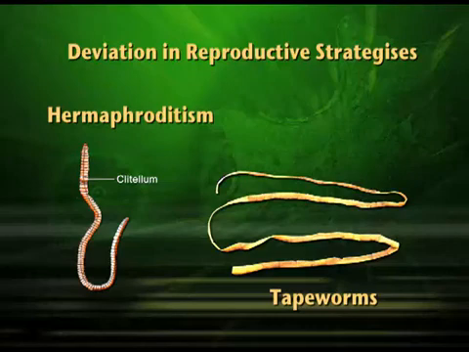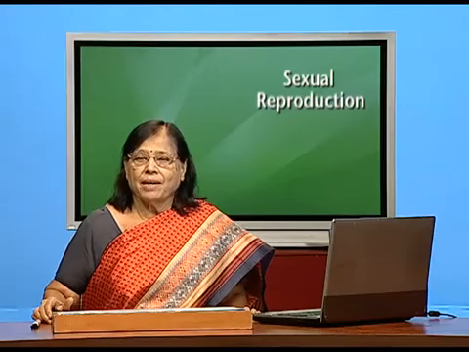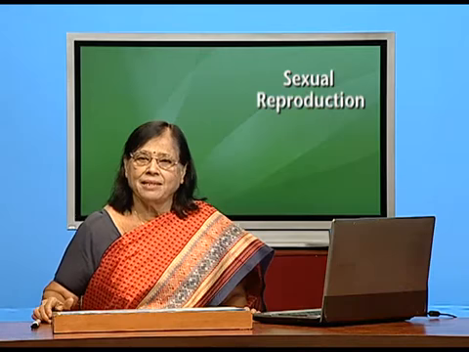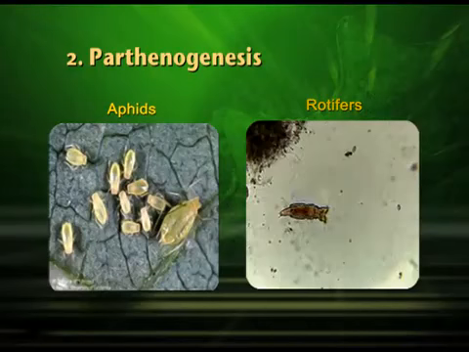Coming back to earthworm, it is an example of hermaphrodite, and tapeworm, which we sometimes have in our alimentary canal, is another example of hermaphroditism. In case of tapeworm, it is made up of many segments and each segment is full individual having testes and ovary.